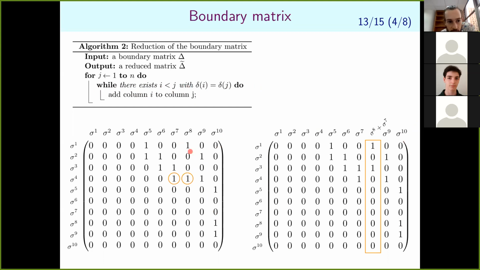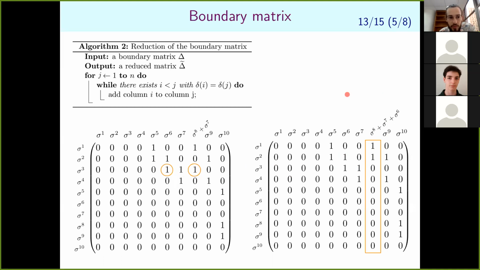Okay. 1 plus 0, 1. 0 plus 0, 0. 0 plus 1, 1. And 1 plus 1, 0. Okay, let's continue. This column here, the 8th column, still has a delta that is equal to the delta of a previous column. Here, the 6th column. So you add this column to the 8th column, and you end up with this.